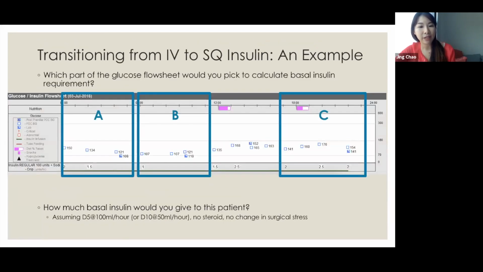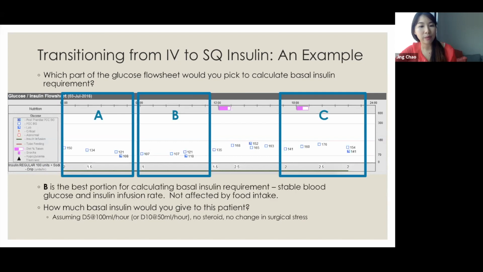So I have a very quick example. So the best time period to transition this patient is box B, where you see the lowest rate at 1 unit per hour for 6 hours or so. And patient's blood sugar is very well controlled, and patient's not eating during that time, and patient is getting D5 at 100 cc per hour. The calculation would be 1 unit per hour times 24 hours, which is 24 units. You take a 20% dose reduction, multiply by 80%, and you will transition using 19 to 20 units of basal glargine, overlap with the drip for 2 hours, and turn off the drip.